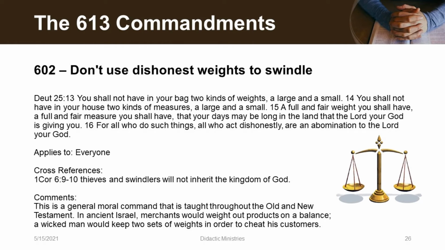This is a general moral command that is taught throughout the Old and New Testament. In ancient Israel, merchants would weigh out products on a balance, and a wicked man would keep two sets of weights in order to cheat his customers. Or he would have two kinds of measures, a light and a heavy, so that he could cheat his customers in a business transaction. 1 Corinthians chapter 6, verses 9 and 10 clearly tell us that thieves and swindlers will not inherit the kingdom of God.